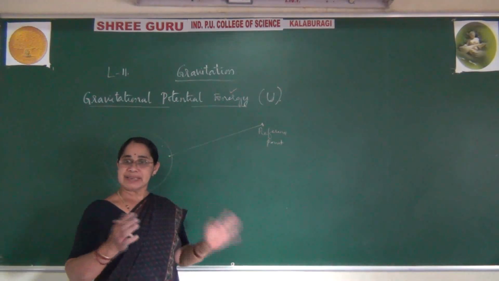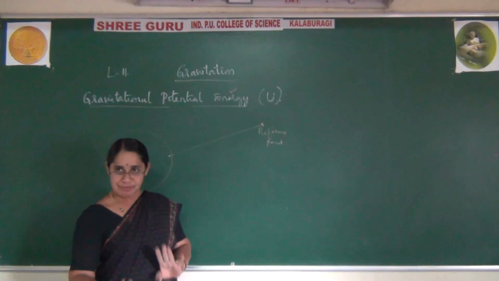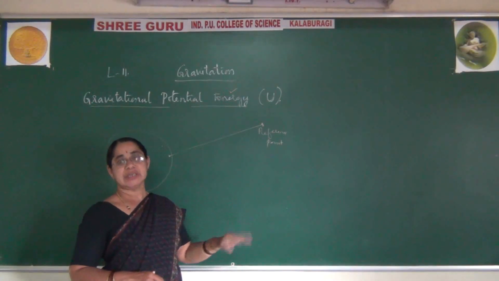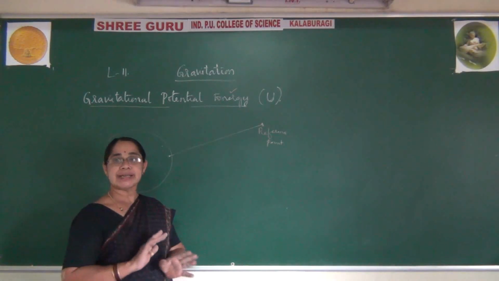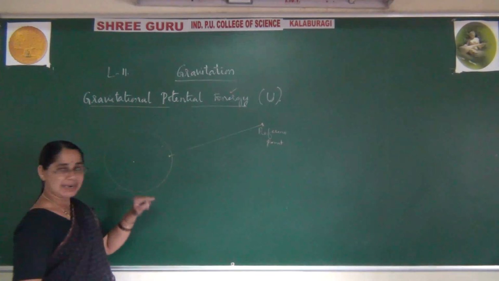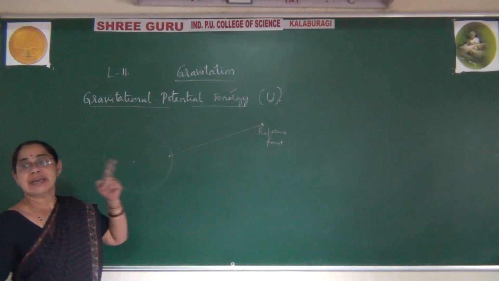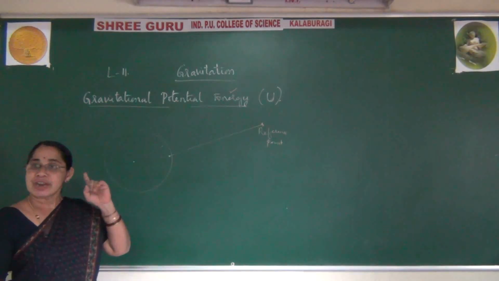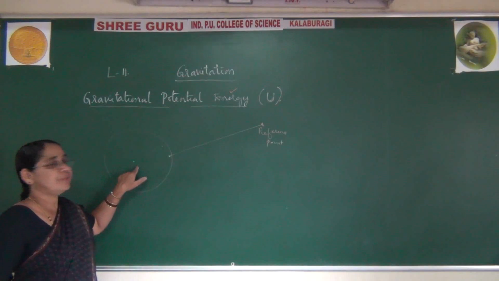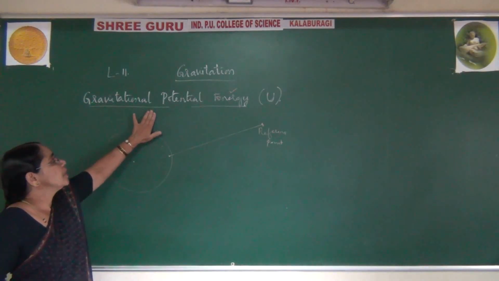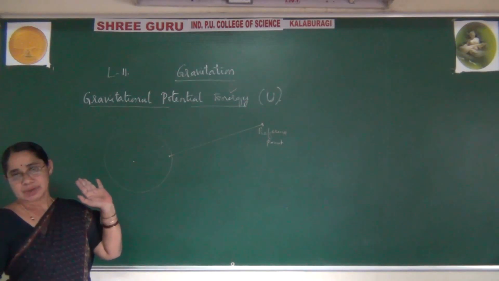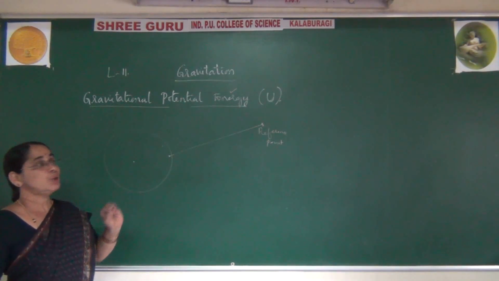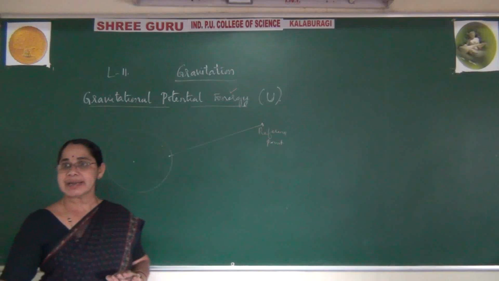Means you are displacing the object. You are doing some work by applying some force. So displacing the object by applying force from one point to another point is called work done. So the amount of work done in bringing an object from the reference point to the field is called gravitational potential energy. Okay, let me tell you how to explain this mathematically.